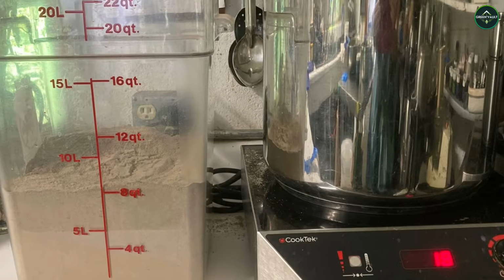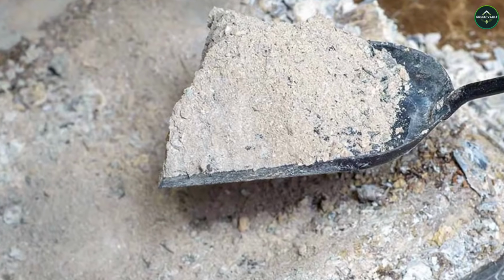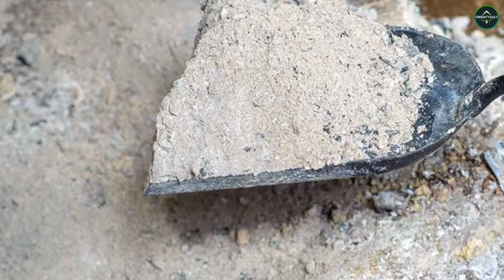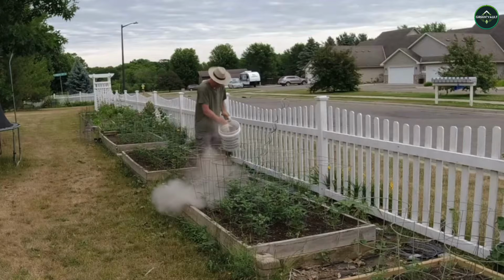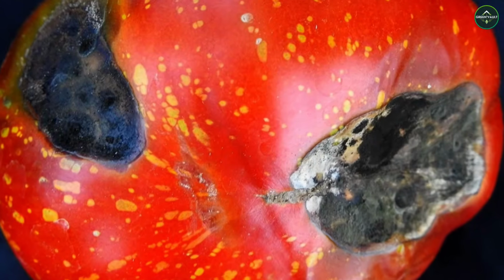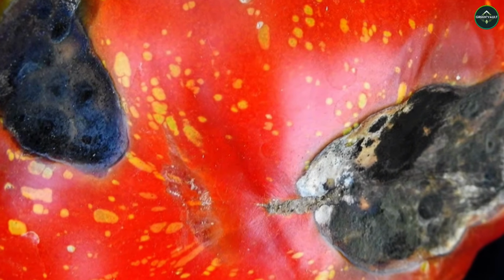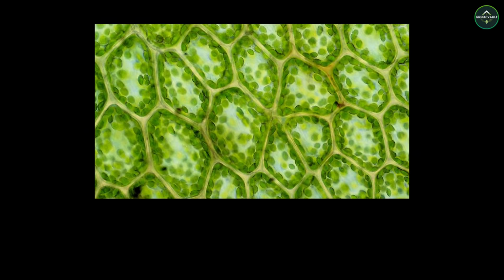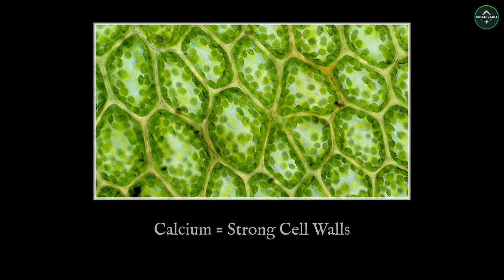Calcium makes up 25 to 45% of ash composition in the form of calcium oxide. This prevents blossom end rot in tomatoes, a calcium deficiency disorder that causes dark, sunken spots on the bottom of fruit. Calcium also strengthens cell walls throughout the plant.